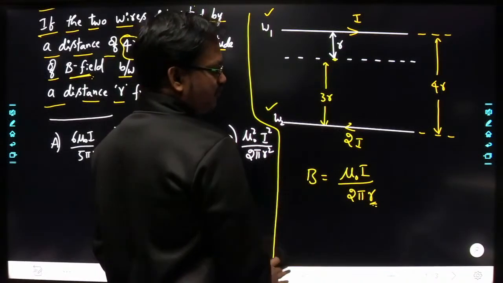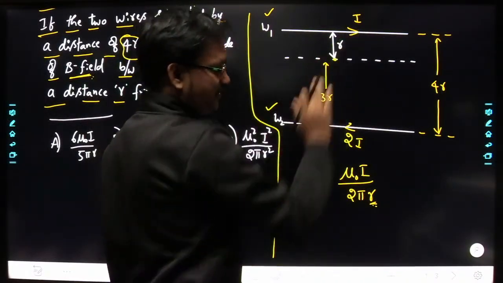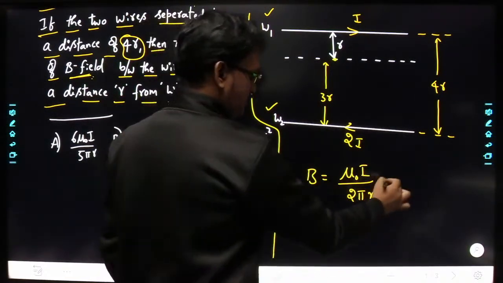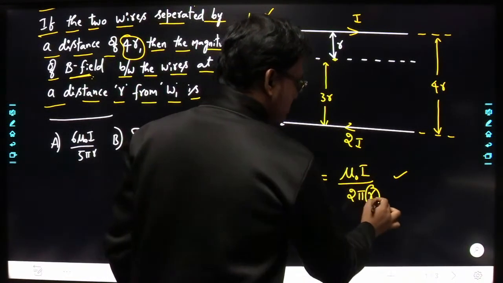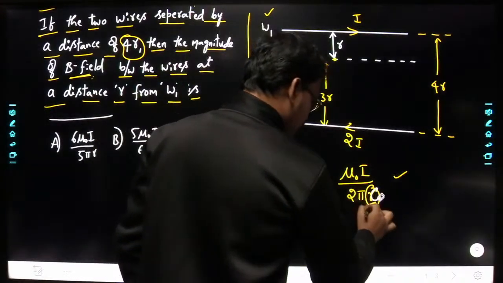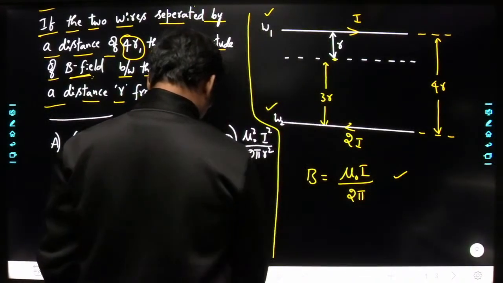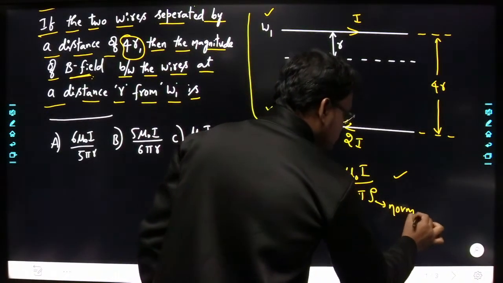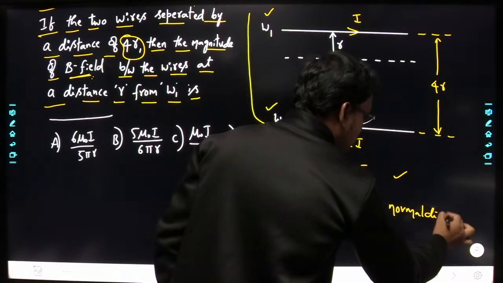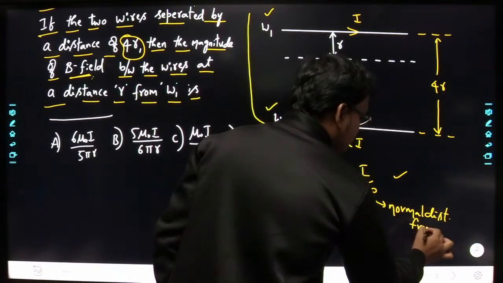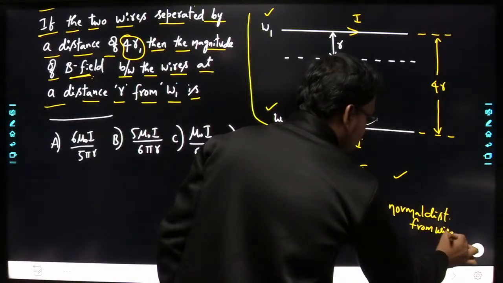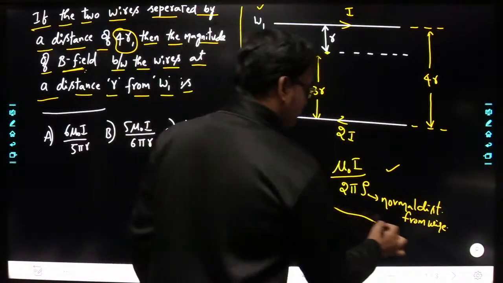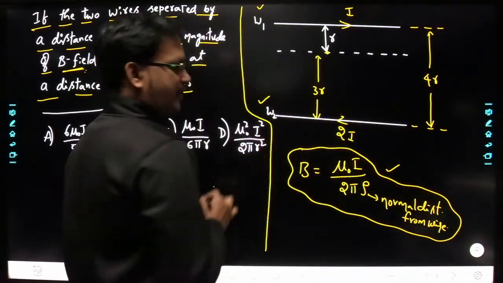So the magnitude of the B field due to a current carrying wire of infinite length is mu naught I by 2 pi R, where instead of R you can write rho. Here rho is the normal distance from the wire, the normal distance from the current carrying wire. So this is the general expression for the B field due to a current carrying wire.